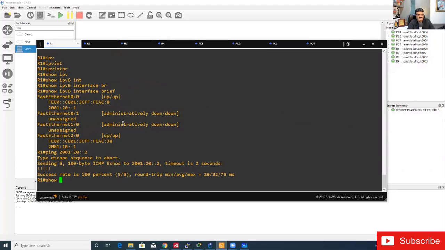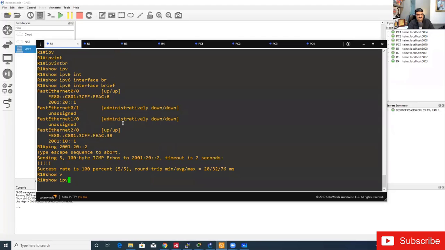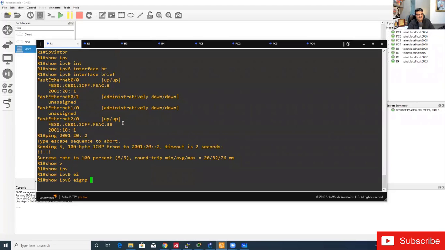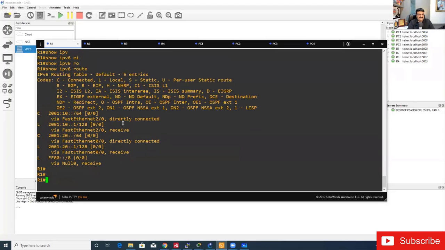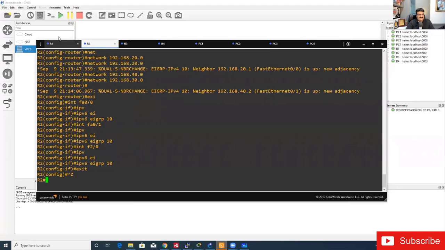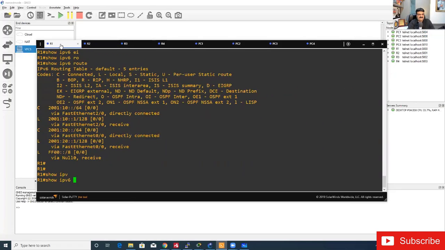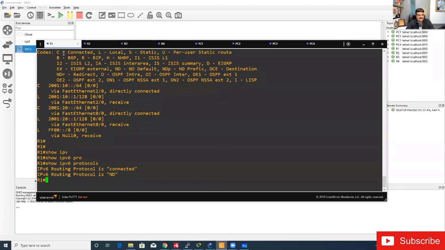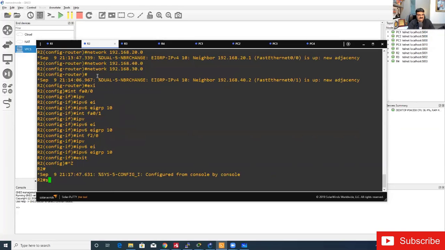Let me check. Show IPv6 route. I'm not getting any route. Okay, so let me verify this. Show IPv6 protocol. See, I'm not getting any protocol over here also.